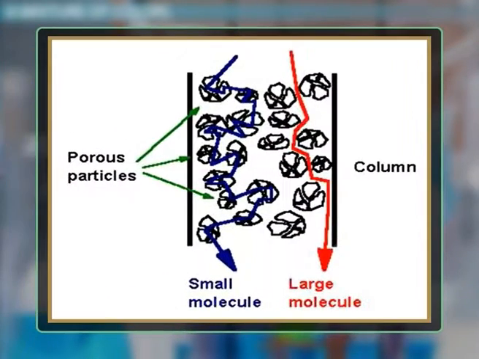The column is filled with material having precisely controlled pore size and the particles are separated according to their molecular size. Larger molecules are rapidly washed through the column. Smaller molecules penetrate inside the pores of the packing particles and elute later.